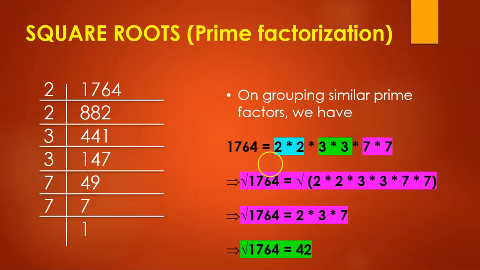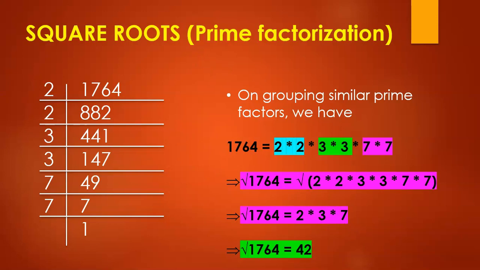So taking the square roots on both sides, we can eliminate the 2 from the 2 pair, 3 from the 3 pair, and 7 from the 7 pair, giving us the square root of 1764, which is nothing but 2 times 3 times 7, and that is 42. And this is your prime factorization method.